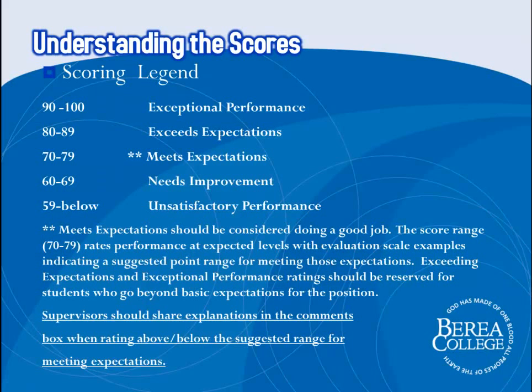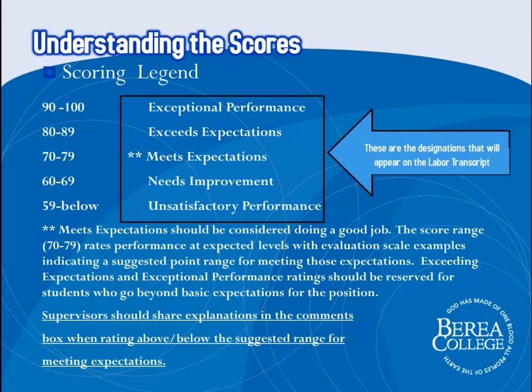You will also view a scoring legend that will assist you in better understanding the composite scores. Also notice the underlined comment box at the bottom of the screen that requests supervisors to use the comment box to explain when rating students above or below the suggested range for meeting expectations. In addition, it is the text designations found here that appear on the student labor transcript and not the numerical scores.